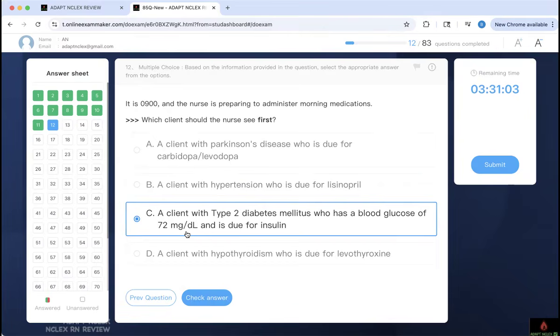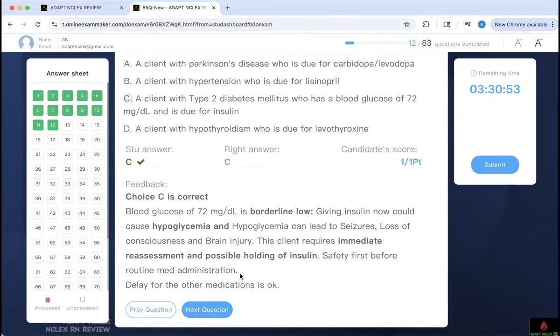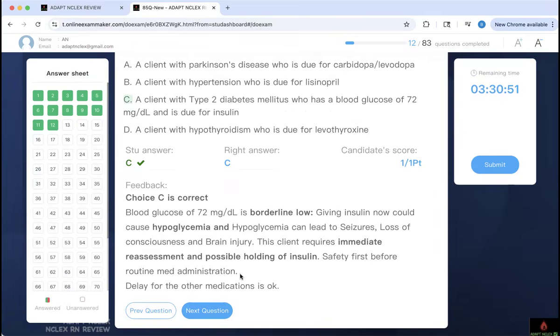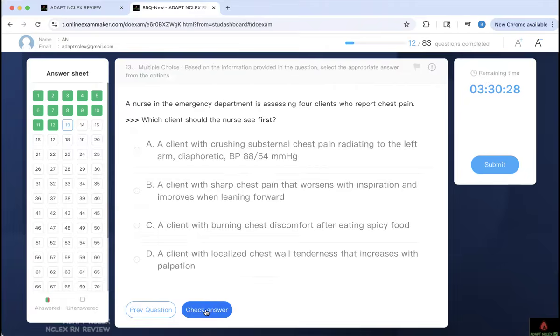But what do you need to do? You need to check on them first, assess them, and see what the glucose is doing. You say, I'm not going to give it to you. Therefore, that's the right answer. It's a little bit of test-taking strategy. Giving insulin now could cause hypoglycemia, right? Therefore, the client requires immediate reassessment and possibly holding the insulin, because you can't give it to them. You have to assess them first. Their glucose is 72. It may be going down. So go check on them and then hold the medication. That's the purpose of this question, to think critically.